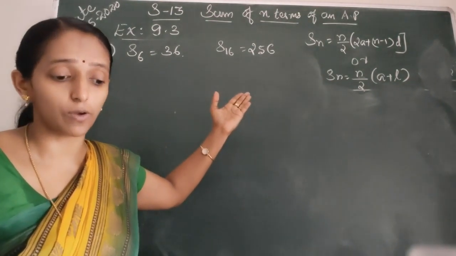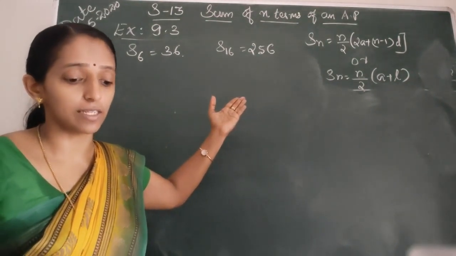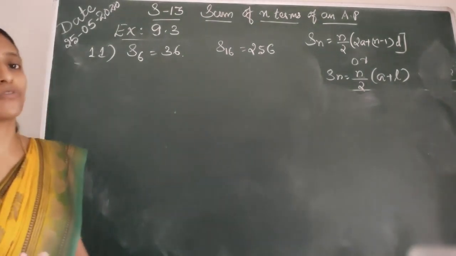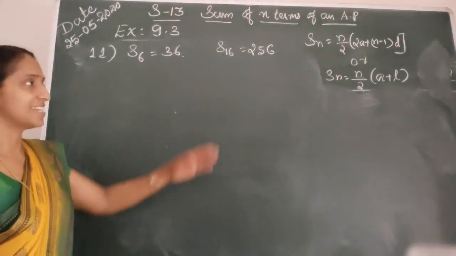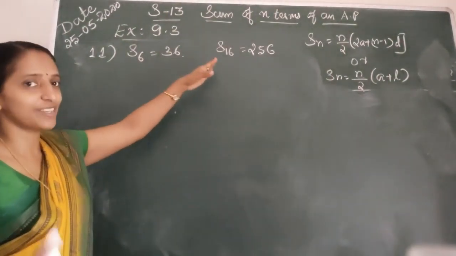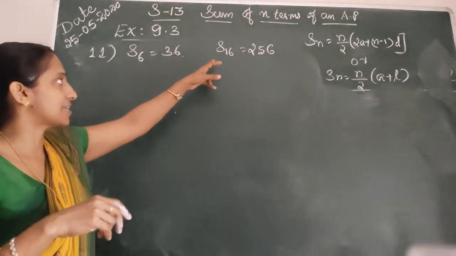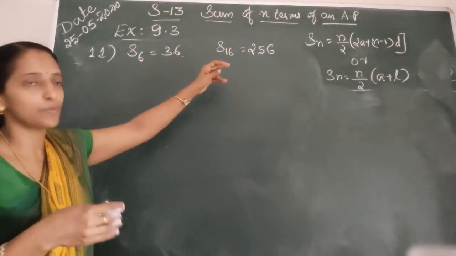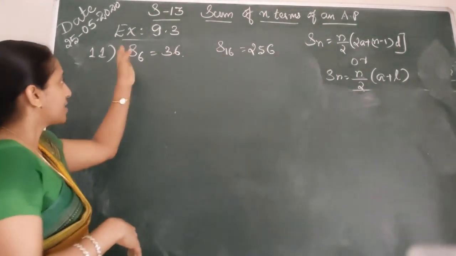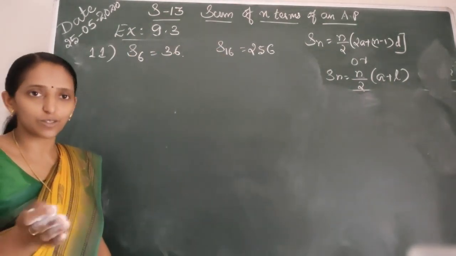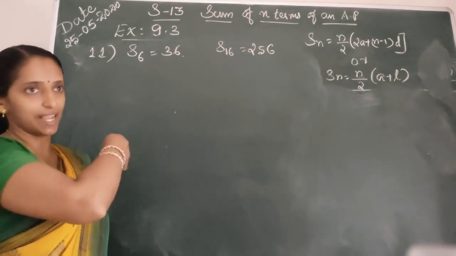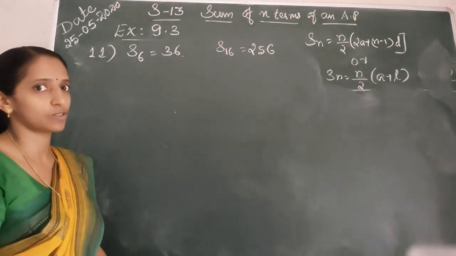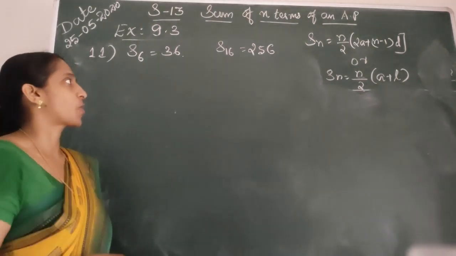What you have to calculate? You have to calculate the sum of first 10 terms. For calculating the sum of first 10 terms, it is not by subtracting. You will not get it by mind if you are doing that. As 16 terms sum is given as 256 and 6 terms sum is given as 36, so by directly subtracting S16 minus S6, you will get S10. That's wrong.